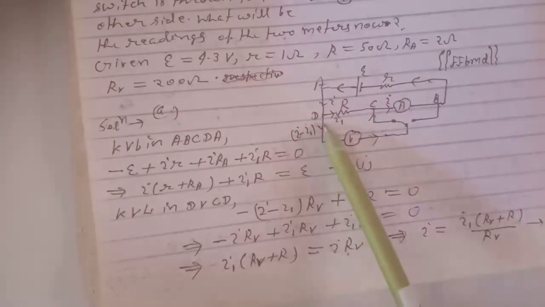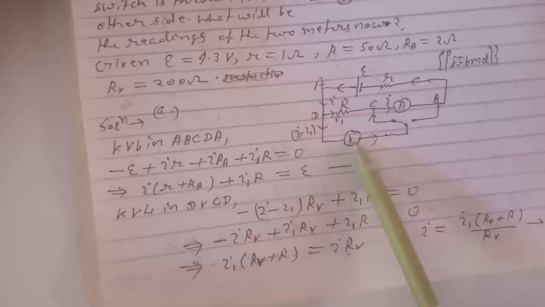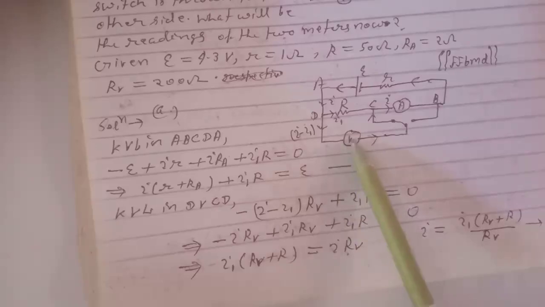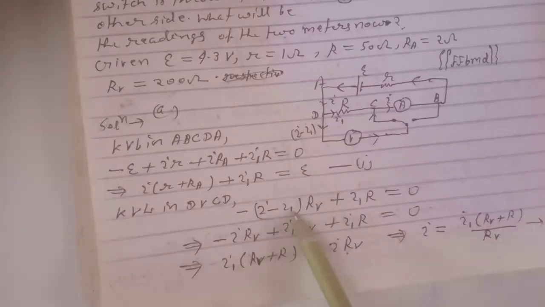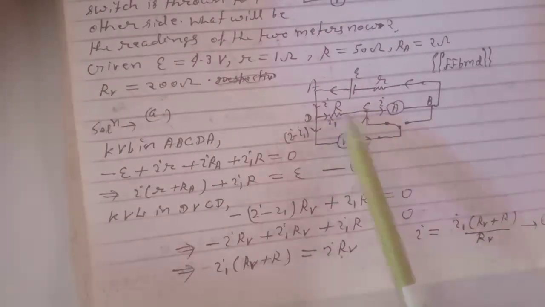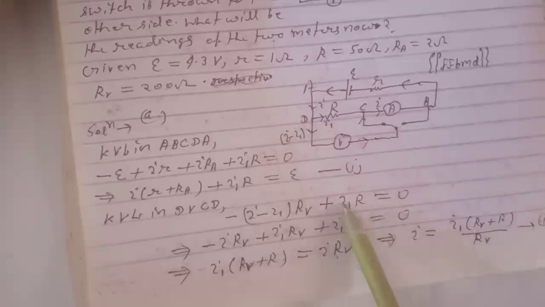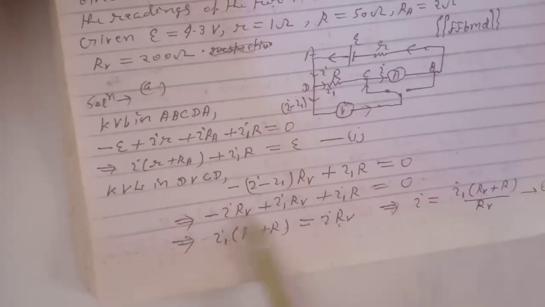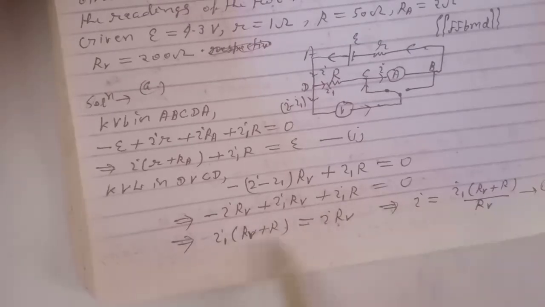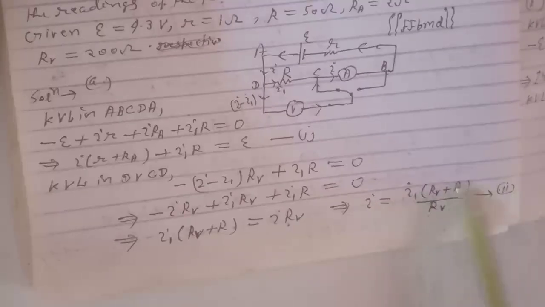So in this, current I minus I1 is flowing, so we are going from higher to lower. So minus of (I minus I1) into RV, and plus higher minus lower, so plus R into I1 equals 0. This implies minus I into RV plus I1 into RV plus I1 R equals 0, or I1 into (RV plus R) equals I into RV. Hence I equals I1 into (RV plus R) by RV.